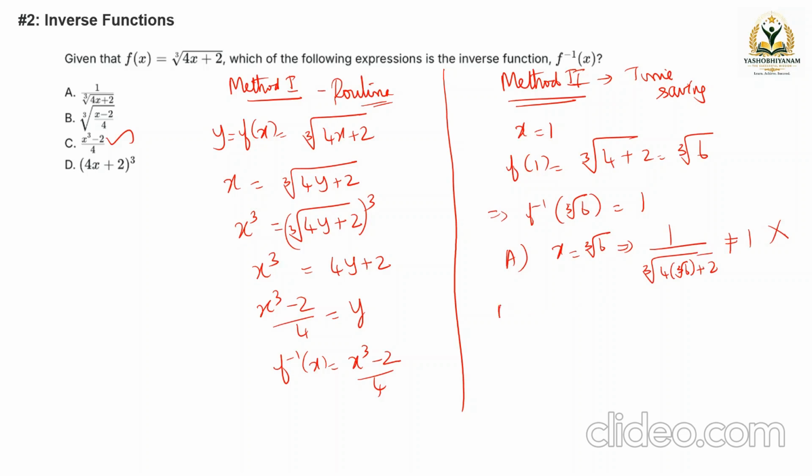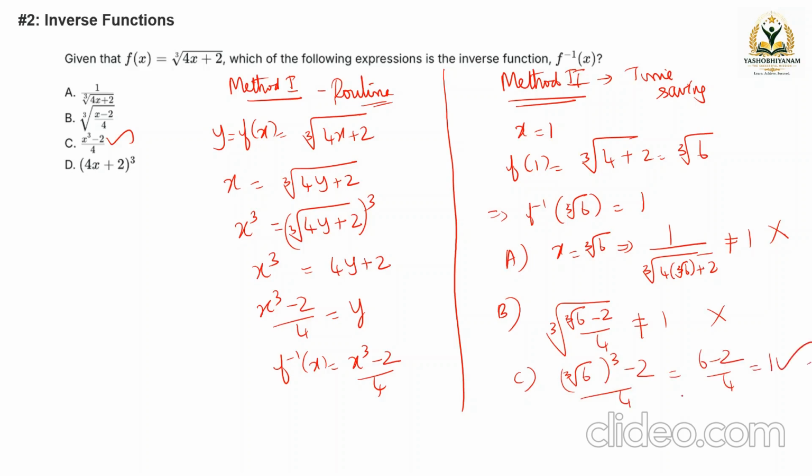So this option is ruled out. Option B: when you substitute x is equal to the cube root of 6, the cube root of 6 minus 2 over 4 is again not equal to 1. This is also ruled out. Option C would be the cube root of 6, the whole cubed, minus 2 over 4, which is 6 minus 2 over 4, which is equal to 1. This is the right option. Option D, 4 times the cube root of 6 plus 2, the whole cubed, is also ruled out. So the right answer is option C.